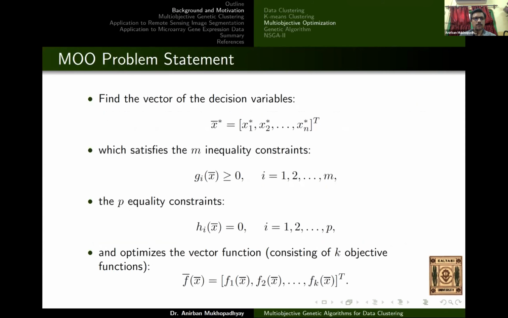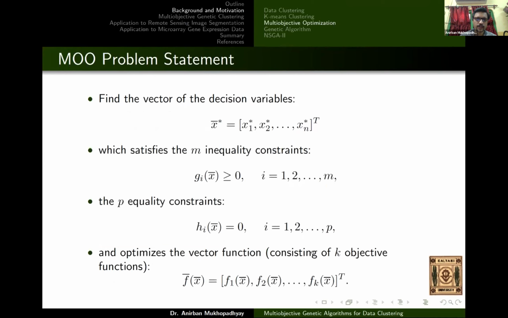So this is a formal definition of any multi-objective optimization problem. Here we have to find the vector of decision variables. That is our solution. Decision variables means the parameters of the particular problem, which will satisfy some constraints, some inequality constraints and some equality constraints, and it will optimize some vector function.